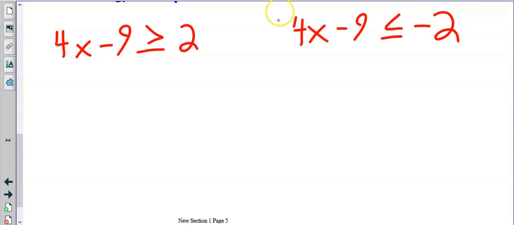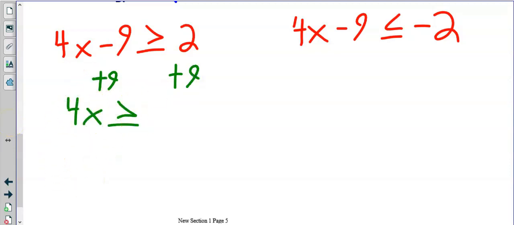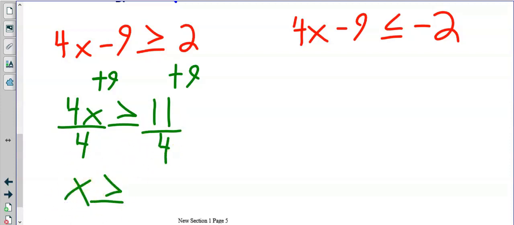All right, so let's solve. How do I start solving for x here? Add 9 to both sides. Okay. Plus 9. So 4x greater than or equal to, what's 9 plus 2? 11. Now what do we do? Divide both sides by 4. Okay, divide by 4, divide by 4. X is greater than or equal to what? 11 over 4, because you've got to leave it like that. No decimals. It wants exact answers.